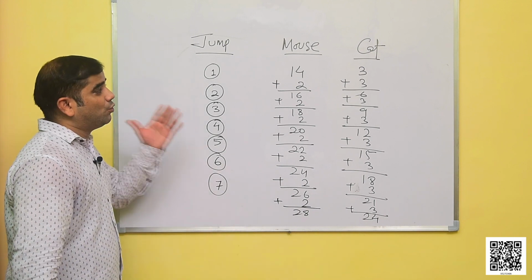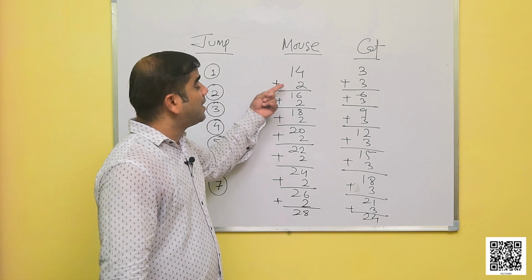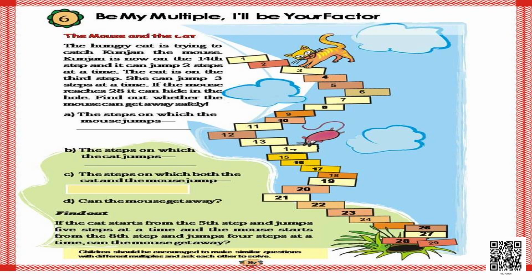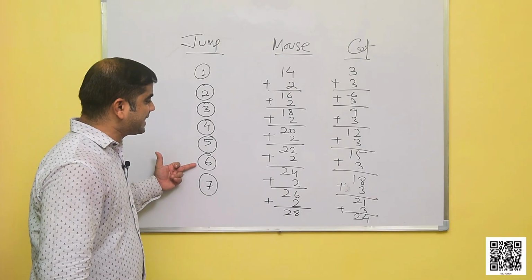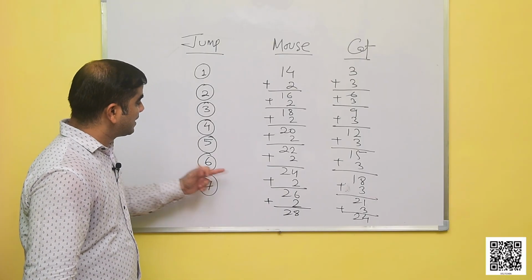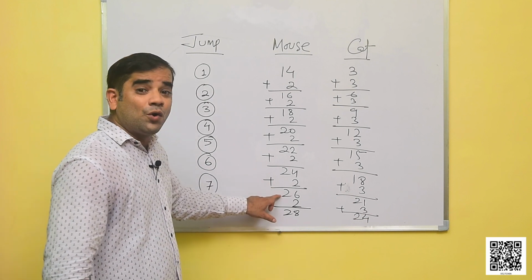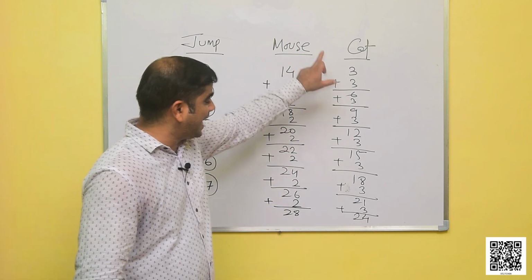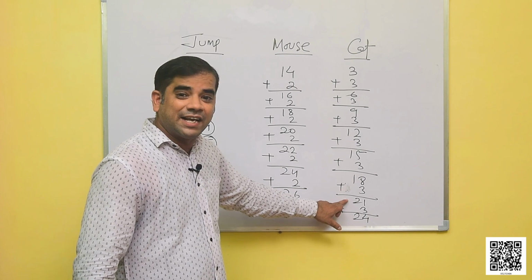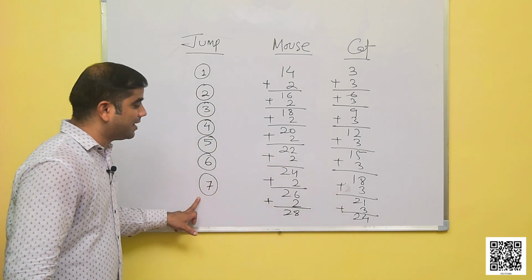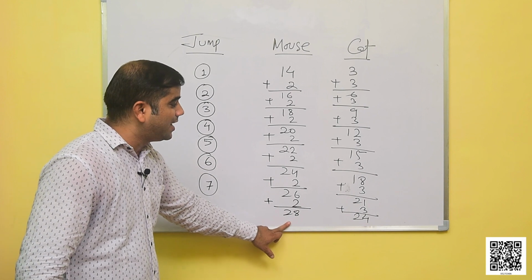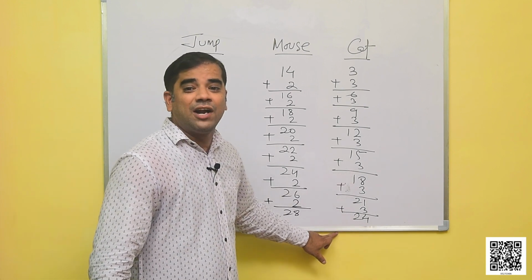As we know, the mouse is allowed to jump 2 steps and the cat is allowed to jump 3 steps. So, in the first jump, what happens? The mouse goes from 14 to 16, but the cat goes from 3 to 6. Same way, up to the 6th jump, the mouse is on the 26th step, but the cat is at the 21st step. On the 7th jump, the mouse will move to 28, but the cat is still on 24th.